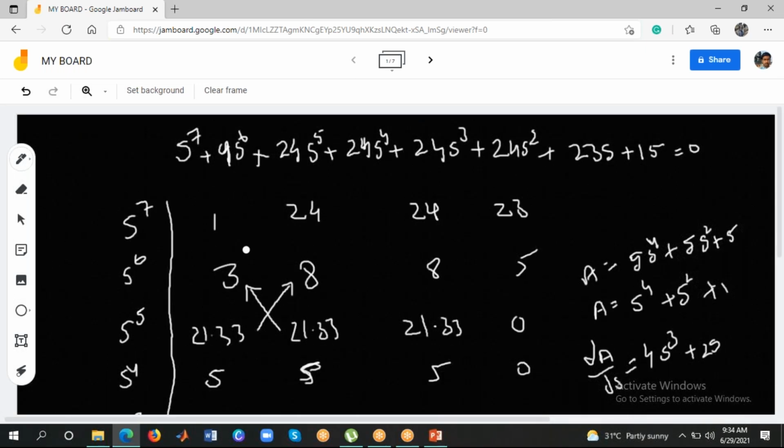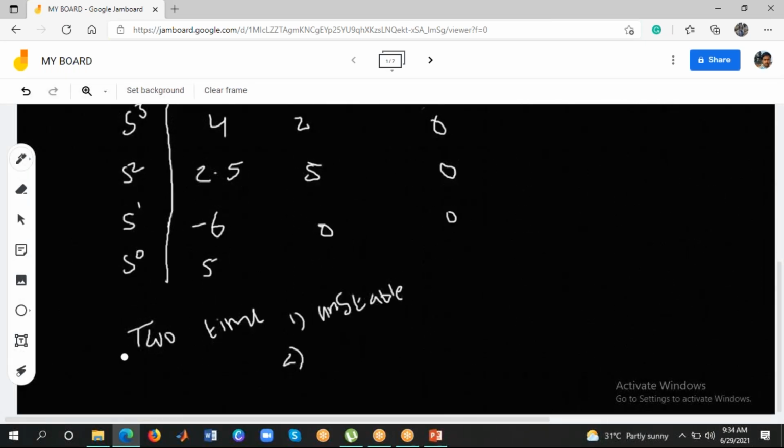Generally it has 7 roots, right? So out of 7, it clearly shows two sign changes. So it means that 2 roots are lying on the RH side.